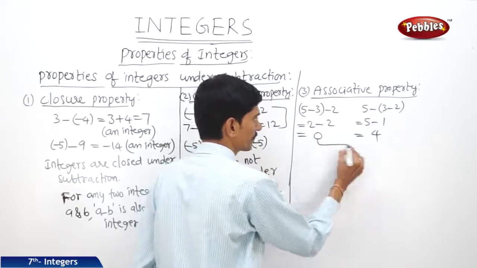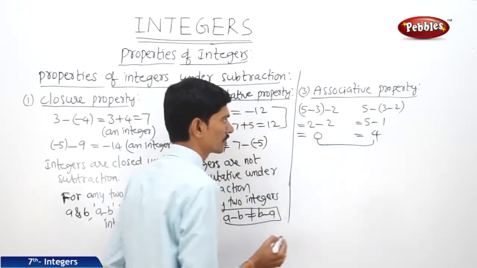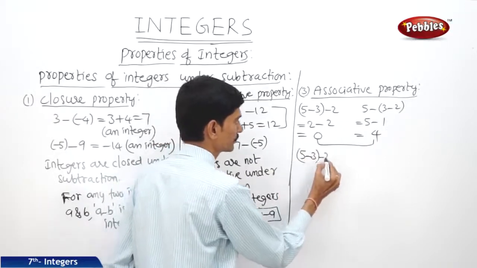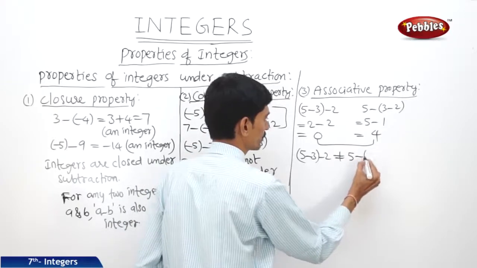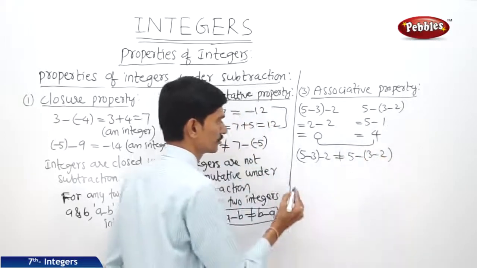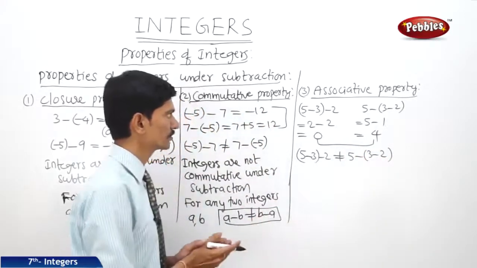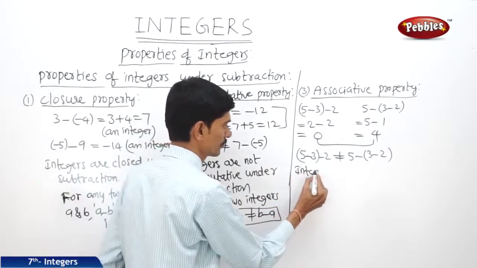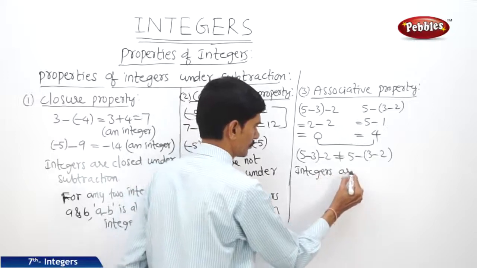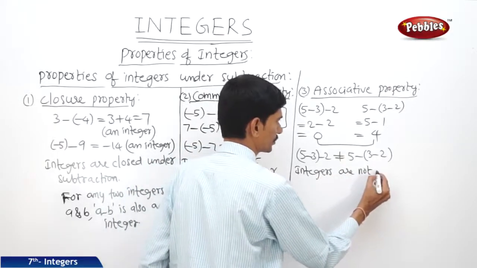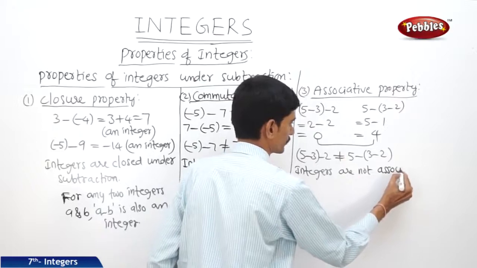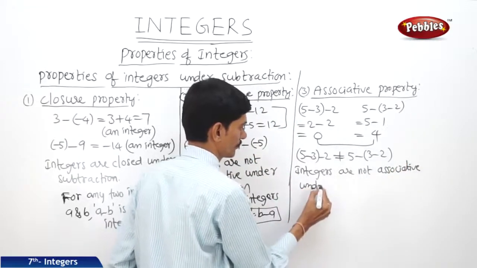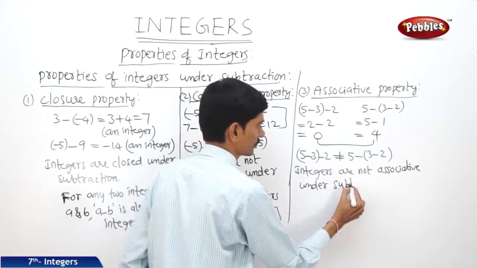So here also we find that both results are not same. So we can write that 5 minus 3 of minus 2 is not equal to 5 minus of 3 minus 2. So integers are not associative under subtraction. So we can write that integers are not associative under subtraction.